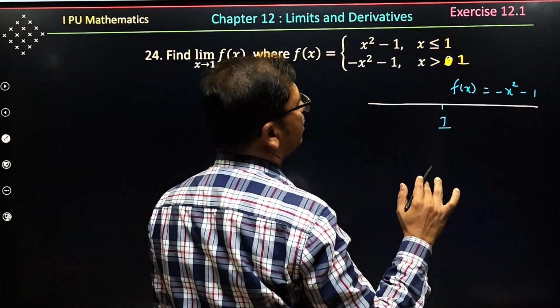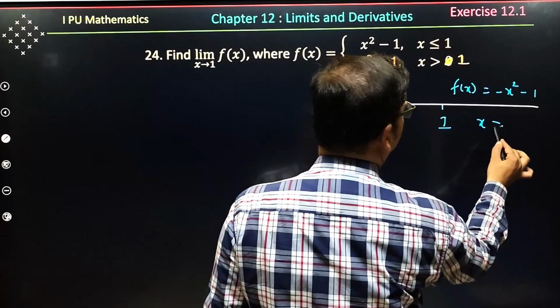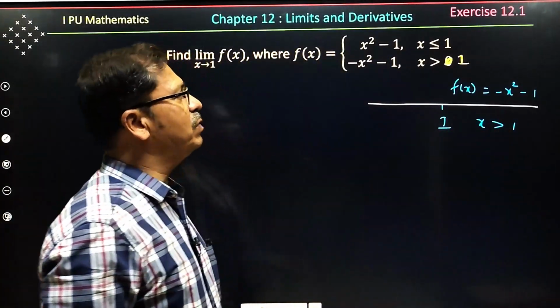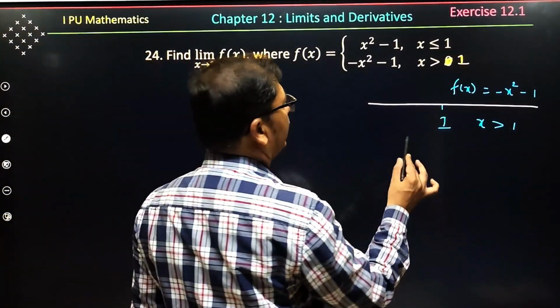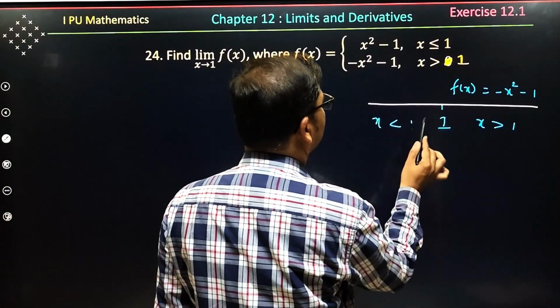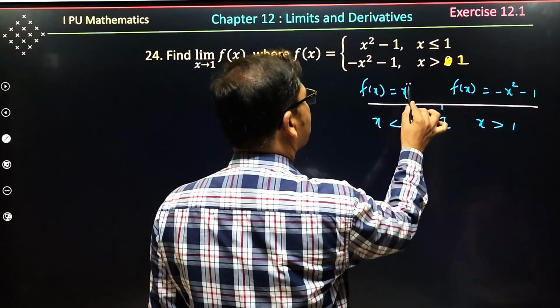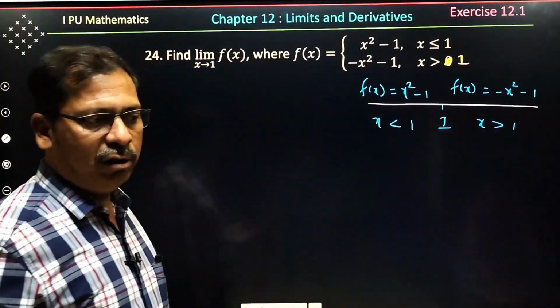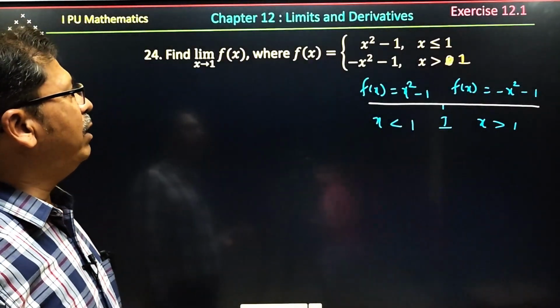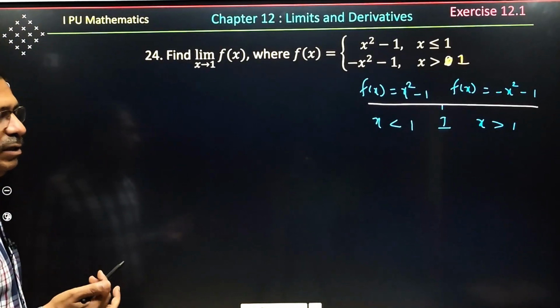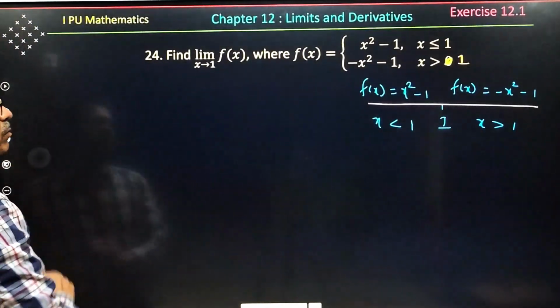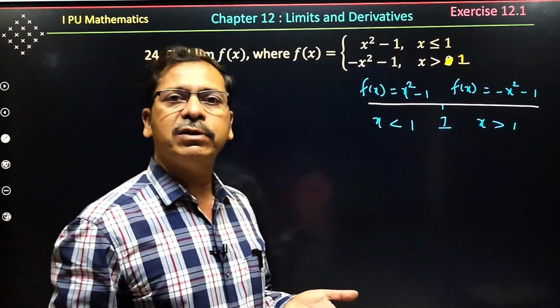When x is greater than 1, f(x) is given by minus x square minus 1. When x is less than 1, the function is defined by x square minus 1. So in the neighborhood of 1, you need to find the value of limit. So let us calculate the left hand limit and right hand limit separately.